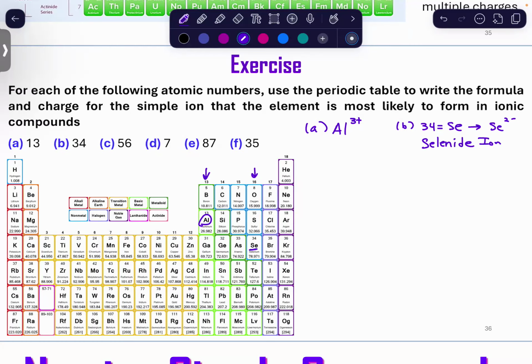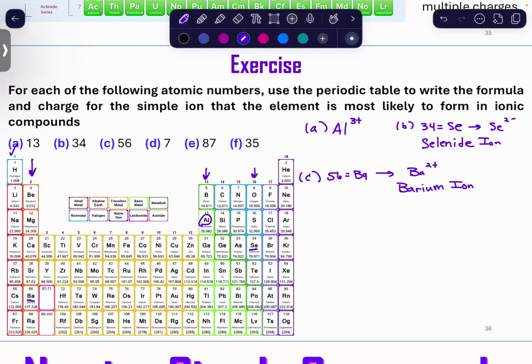C, 56. Oh, where's element 56? There. And of course, that's barium. Barium is in column 2. And we know as we're counting from left to right, we go +1, +2, +3. So barium being in column 2 has to be a +2. And again, it's positive, so you see it maintains its elemental name. It's just the barium ion.